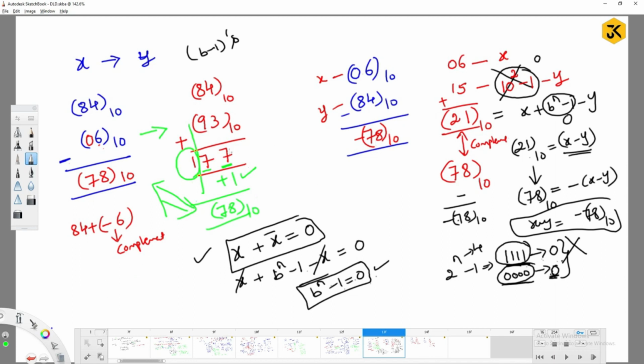Similarly, observe here. Here this is the value x, and this is b power n minus 1 minus y. I am trying to make this as 0. So I am going to get x minus y. If this x minus y generates a carry, I will simply add it, plus 1. If it does not generate a carry, I simply find its complement and append minus. This is the procedure you have to follow while performing subtraction in any kind of number system data.